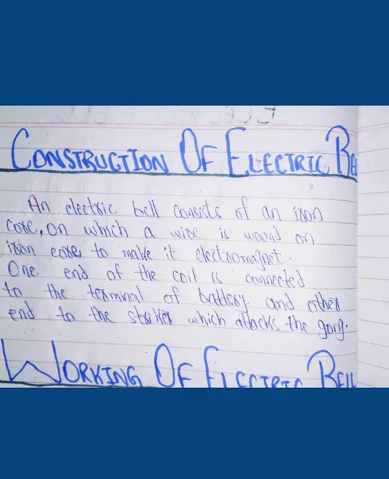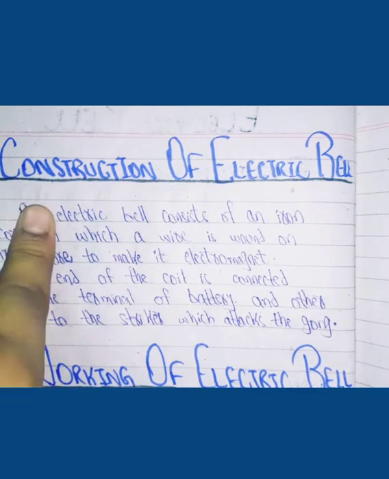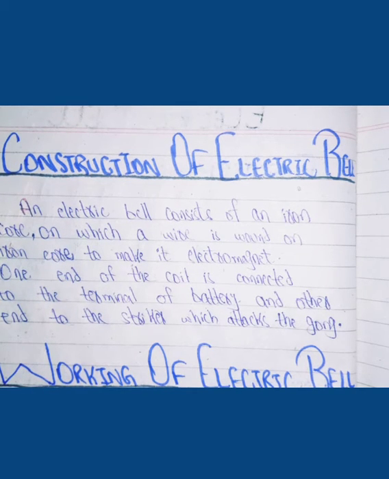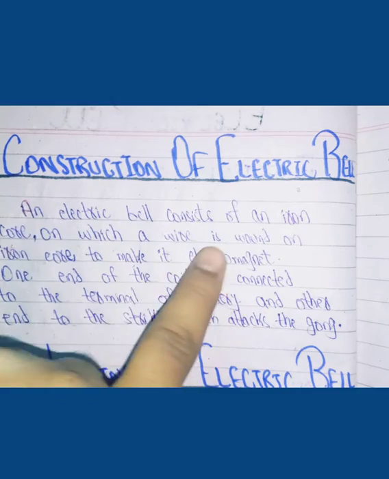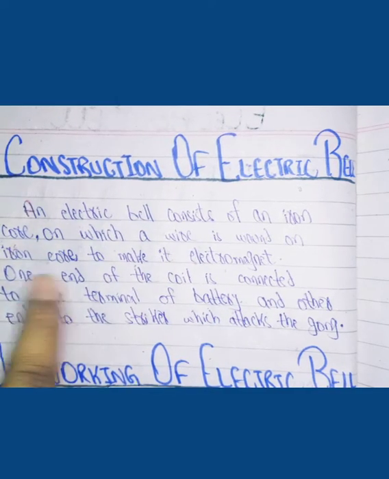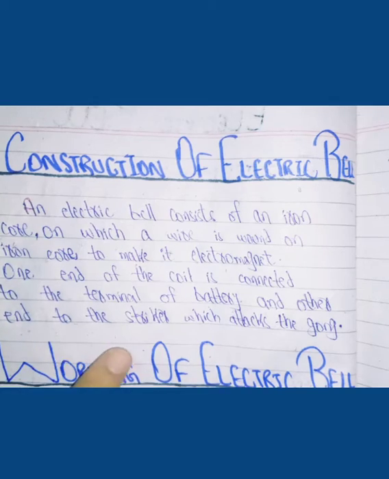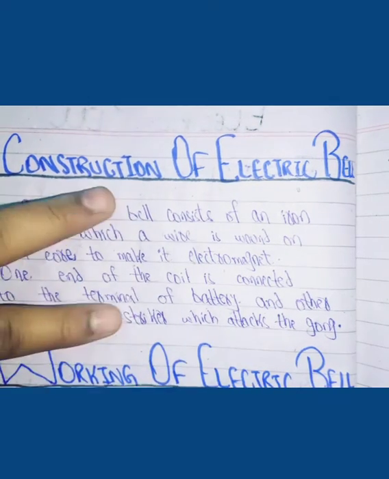So I hope now you guys understand what is an electromagnet, how it works, how you can increase the power of a magnet, and what is the construction of an electric bell. So now I write here the construction of the electric bell for students. Whatever I told you in the last topic, in the last diagram, the construction process, I write it over there. The construction process is: an electric bell consists of an iron core on which a wire is bound to make it an electromagnet. One end of the coil is connected to the terminal of the battery and the other end to the striker, which attacks the gong.